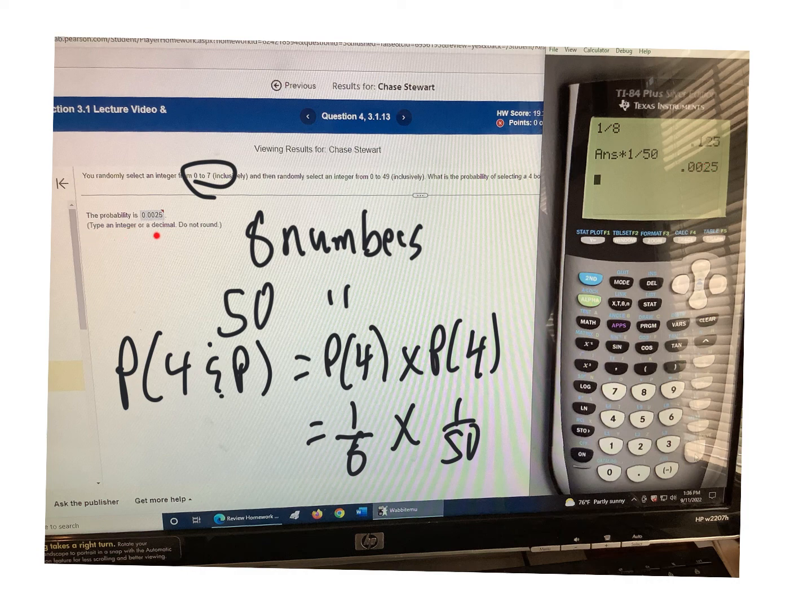It says type an integer or decimal, do not round. And so this is very precise, 1/8 times 1/50. There's no rounding involved. Hope this helps.